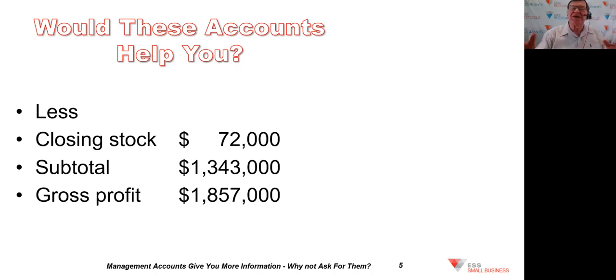$1,857,000. Does that mean anything to you if you're running a business that's got 6 or 7 different departments or activities, if it's all getting thrown into one profit and loss account? What does that tell you for management purposes? Not much, I would have thought.